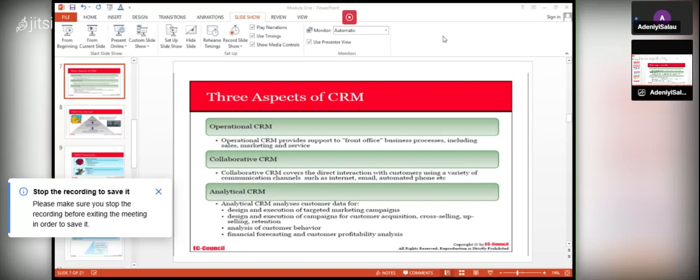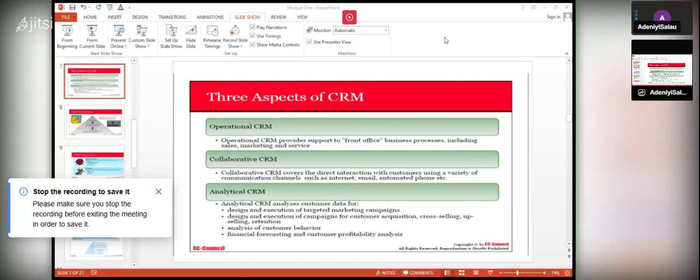Then we have collaborative CRM. Collaborative CRM gives room for direct interaction with customers. Any tools that allow you to interact directly with customers is part of collaborative CRM. Let's say a customer can send email, they can call, you have automated phone response, you have a chatbot that allows you to attend to customers' issues and allows customers to complain or give commendation. That's part of collaborative CRM.